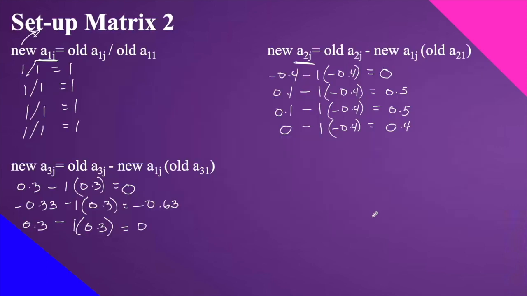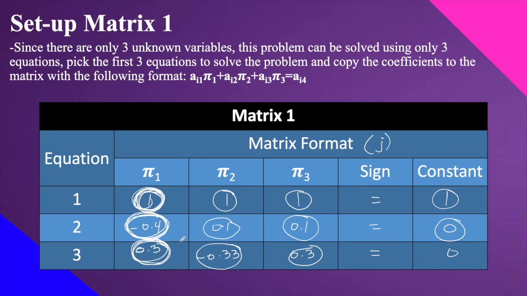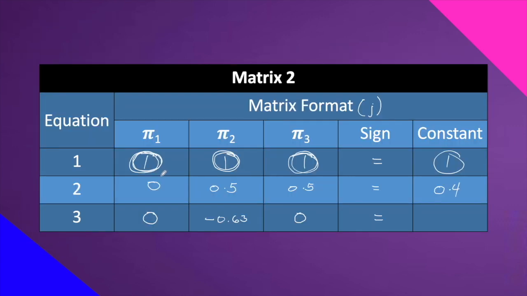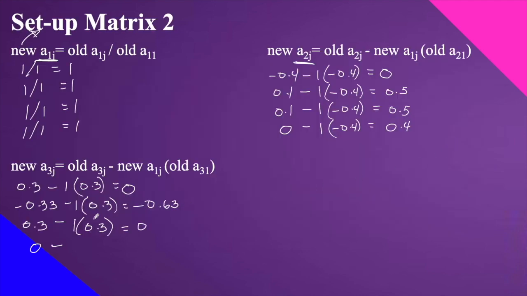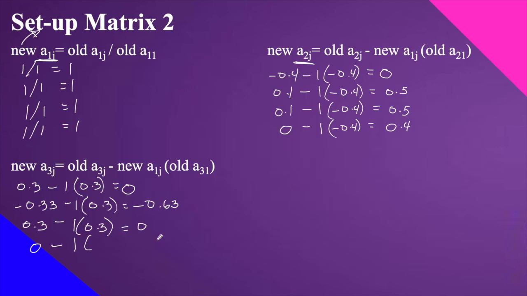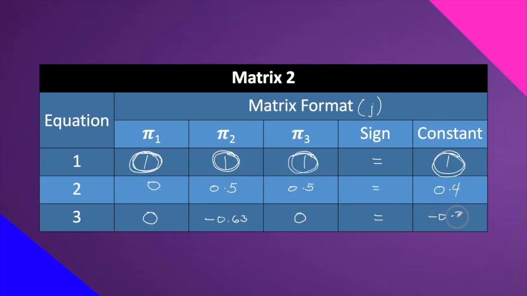So, next natin, pang 4th j na tayo, no? So, old A sub 3j is 0. So, let's have it here: 0 minus new A sub 1j, 4th j. That is 1. So, 1 multiplied to old A sub 3,1 from matrix 1, which is 0.3. So, 0.3 times 1 is 0.3. Now, 0 minus 0.3 is negative 0.3. So, let's have it here, negative 0.3.